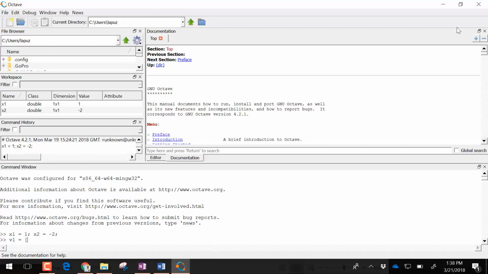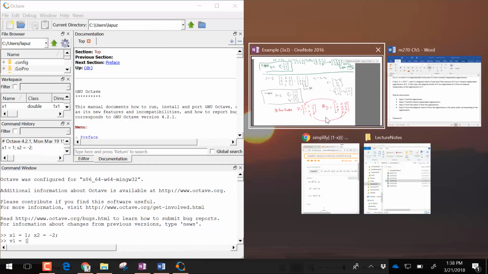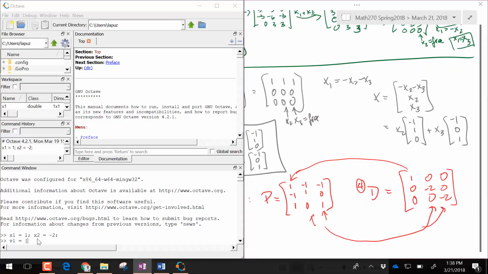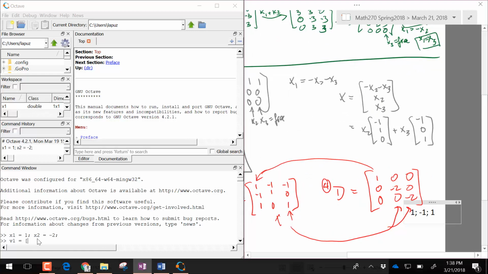What was it again? 1, -1, 1. And then my v2 vector is -1, 1, 0. Let's put a bracket around that. And then my v3 is equal to -1, 0, 1.